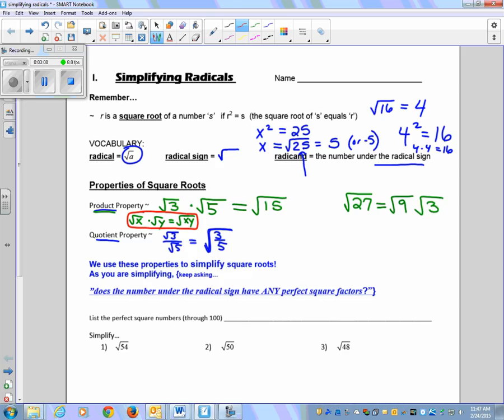This is helpful if you have a problem like this, square root of 8 over the square root of 2. Well, if we could write that as the square root of 8 over 2, that makes our life a lot easier, because here, the square root of 8, that would be a decimal. Square root of 2, that would be a decimal. But when we make it the square root of 8 over 2, 8 over 2 is just 4. Well, the square root of 4 is 2. So that helped us to simplify.